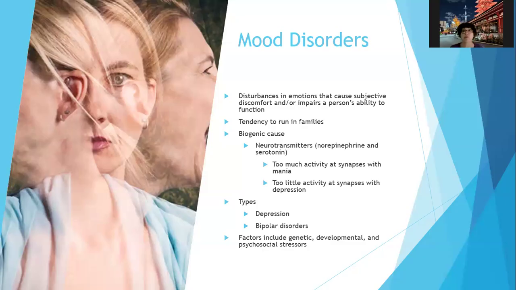So mood disorders tend to run in families. There is a biogenic cause. Usually, it has to do with production of neurotransmitters, norepinephrine and serotonin, particularly. You either have too much activity at the synapses, and that results in what they call mania. We'll talk about that. Or too little activity, and that results in depression. So the types of mood disorders that we're going to talk about are depression and bipolar disorders. Lots of factors go into creating these conditions, including genetic, developmental, and psychosocial stressors.